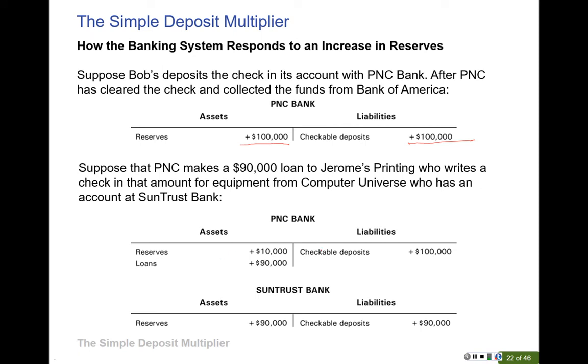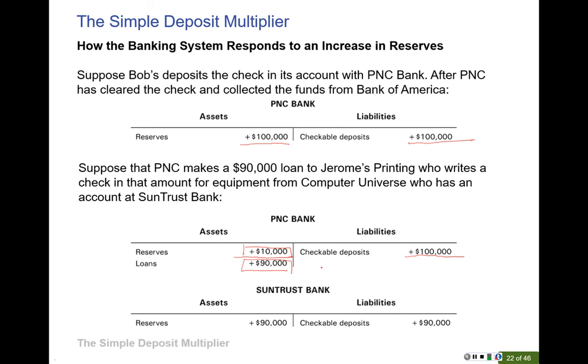For the PNC Bank, this $100,000 reserve comes from the deposit. It's not from the open market operations. So according to the Federal Reserve rule, they need to keep at least 10% as a reserve. So 10% of the $100,000 is $10,000. So PNC Bank will put $10,000 into their reserve account and lend out the rest, the $90,000, as a loan. And this story will continue.